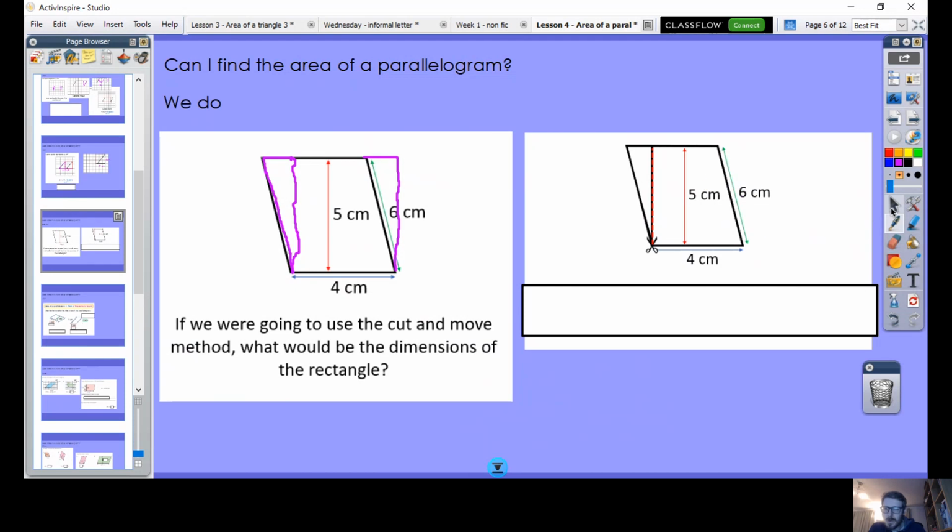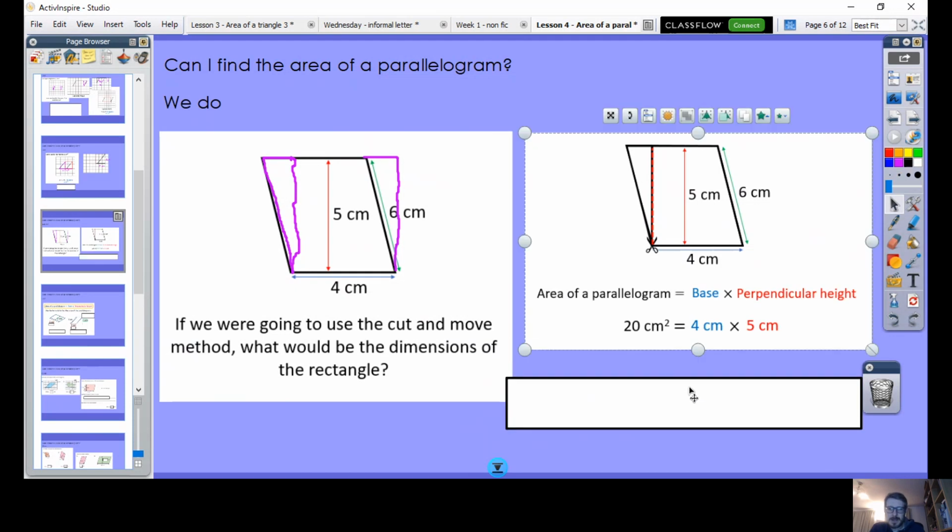So we end up with a formula that we can use to calculate the area of the parallelogram. And it is very similar to the triangle. We are doing the base times the perpendicular height. But we're not halving it, because we don't want the area of a triangle. We're not cutting the parallelogram in half to make it a triangle. We are purely calculating it as if it was a rectangle. We're changing it into a rectangle, then calculating it as such.